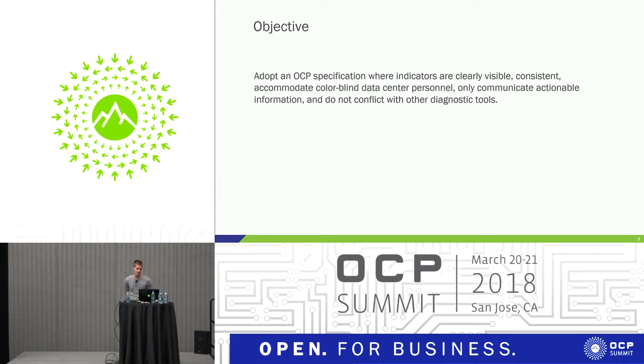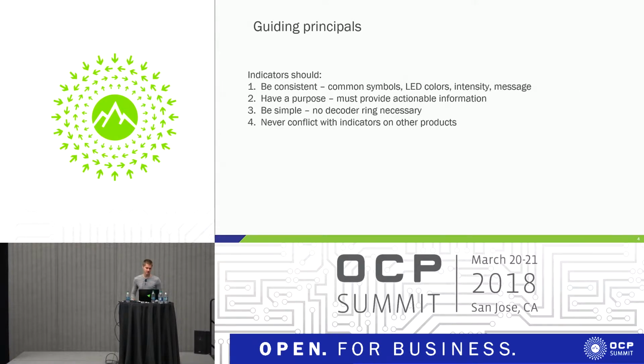So the objective of this document is to adopt an OCP specification where indicators are clearly visible, consistent, accommodate colorblind data center personnel, only communicate actionable information, and do not conflict with other diagnostic tools. I like this objective because you can kind of read it like a list of past pain points. So let me go ahead and jump to the next slide to break this down a little bit. So I'll call these our guiding principles.